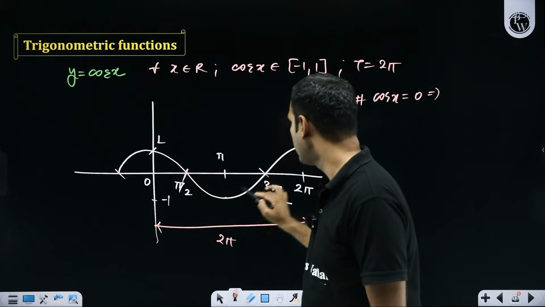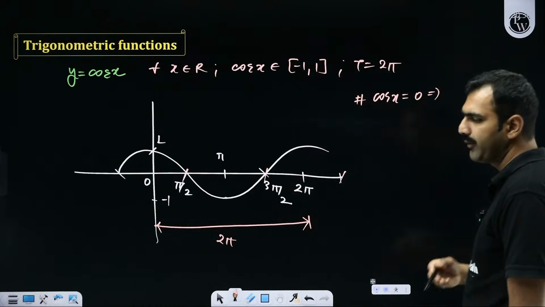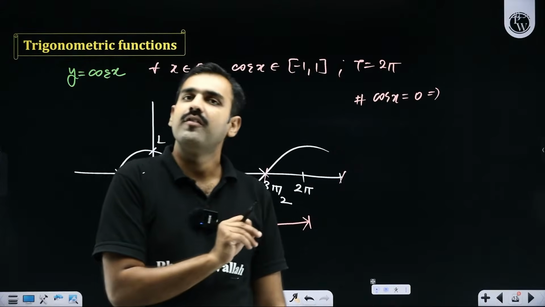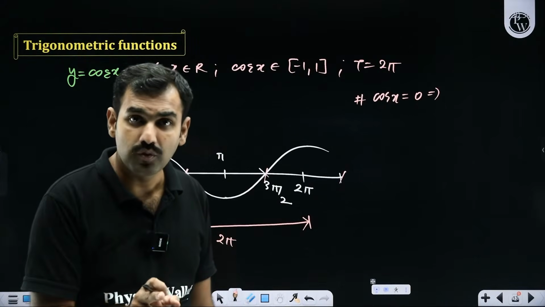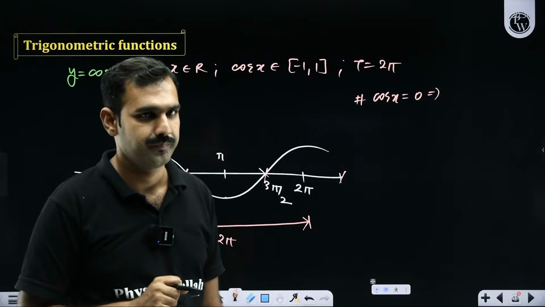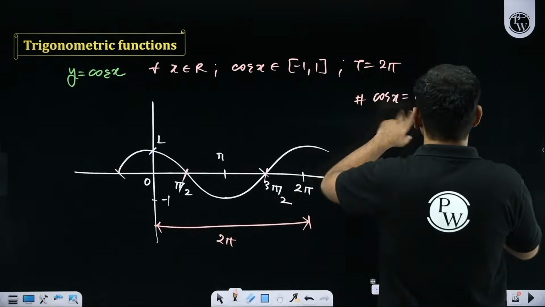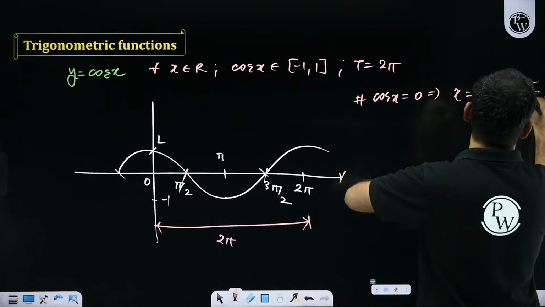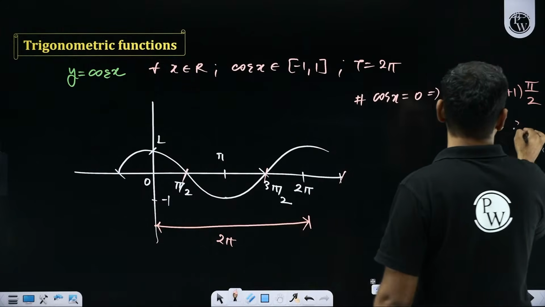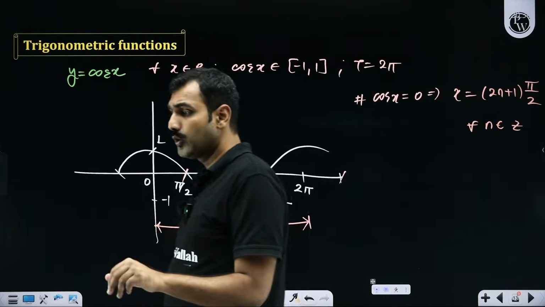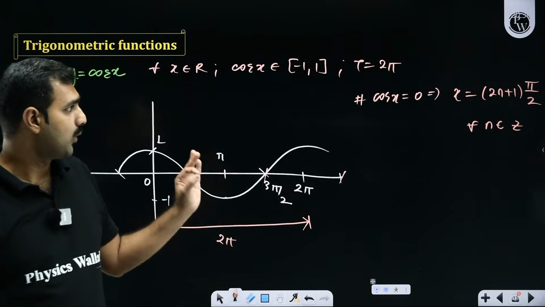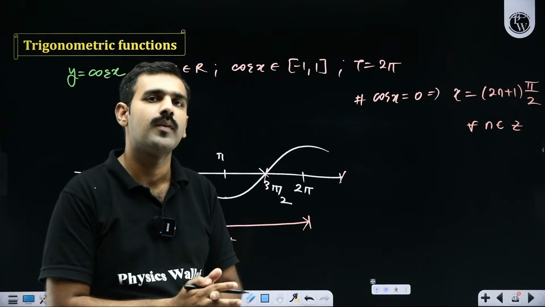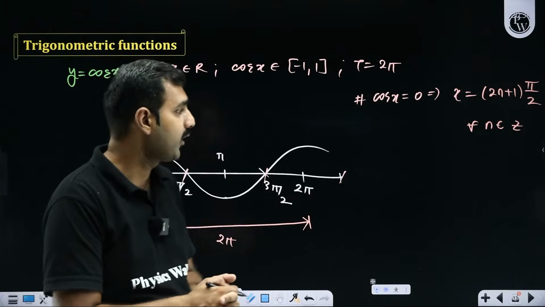Cos x is 0 at pi by 2, 3 pi by 2, 5 pi by 2, 7 pi by 2, 9 pi by 2, 11 pi by 2, minus pi by 2, minus 3 pi by 2, and so on. Which means whenever cos x is 0, x will be an odd multiple of pi by 2. Odd is either 2n plus 1 or 2n minus 1, where n is an integer. So whether you do 2n plus 1 times pi by 2 or 2n minus 1 times pi by 2, it will be an odd multiple of pi by 2. Have you all been able to understand what I have said so far?